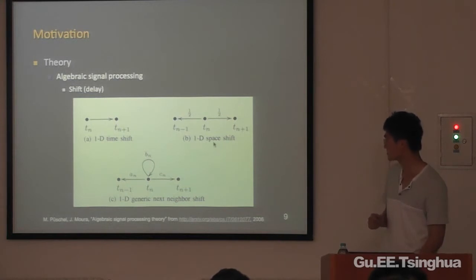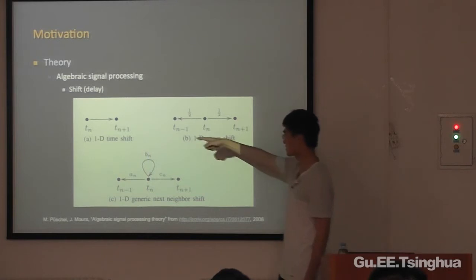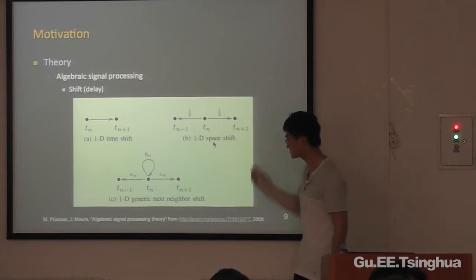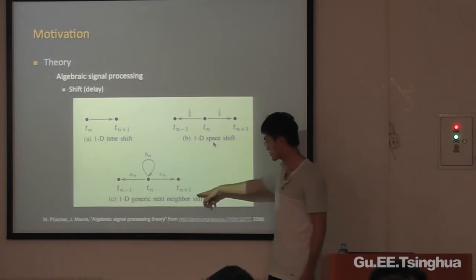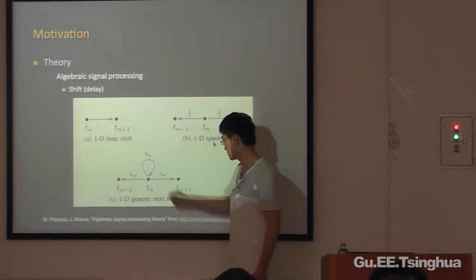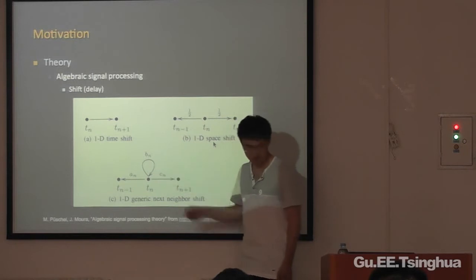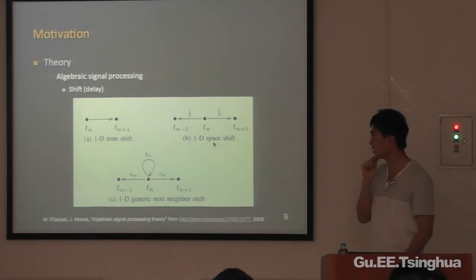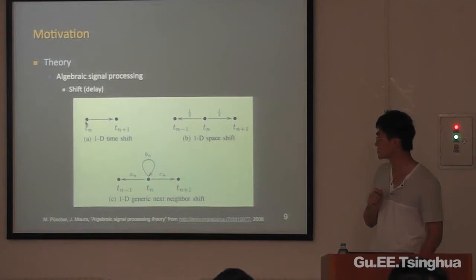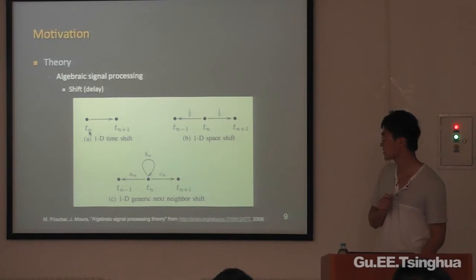And also for time you cannot go back, you can just go to the future. But for space you can go backward and forward. One generalization is called neighborhood shift. You can go back, you can go to the future, and you can stay in yourself with different weights. But here, still the problem is all the nodes have the same identical structure. If I replace this by n minus 1, so here's t n minus 1 to tn, all the nodes are identical.